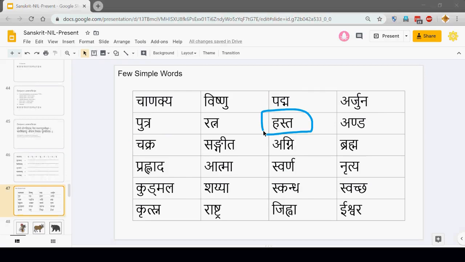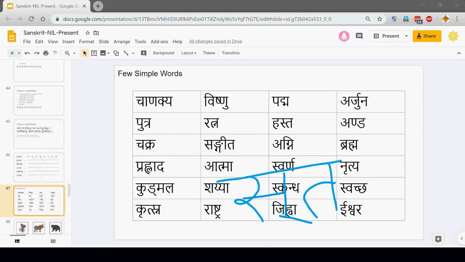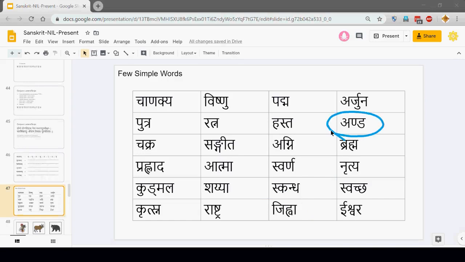Hasta, left to right. So here we are going from left to right in the conjunct case. The first one is the consonant part, and there is the Hasta. Hasta is hand. Okay, now this one.